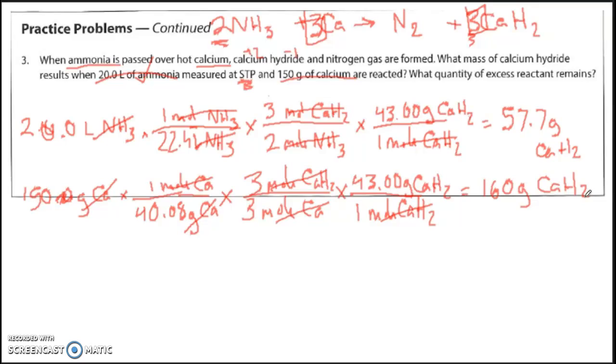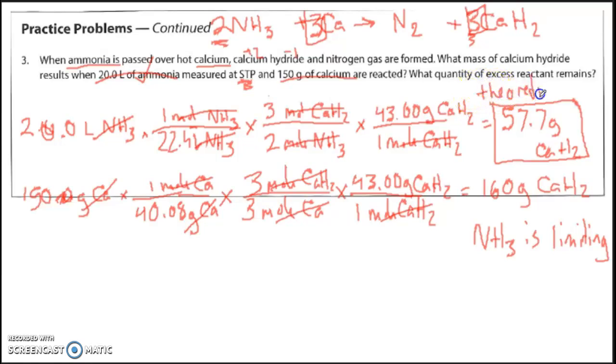So the question asks, what mass of calcium hydride results? Well, it's the smaller amount. So this is the mass that results, because I'm always going to make the smaller of my two. So I would say that the NH3 is limiting, that this 57.7 grams is my theoretical yield.